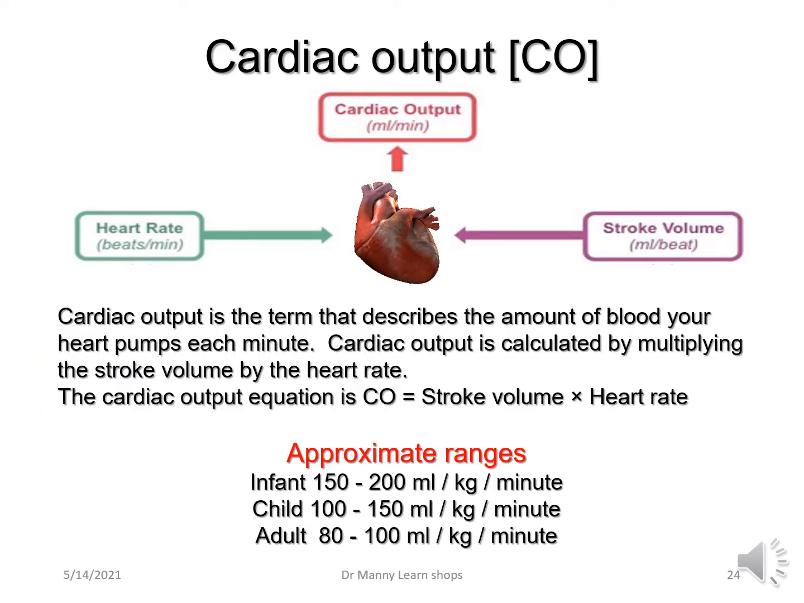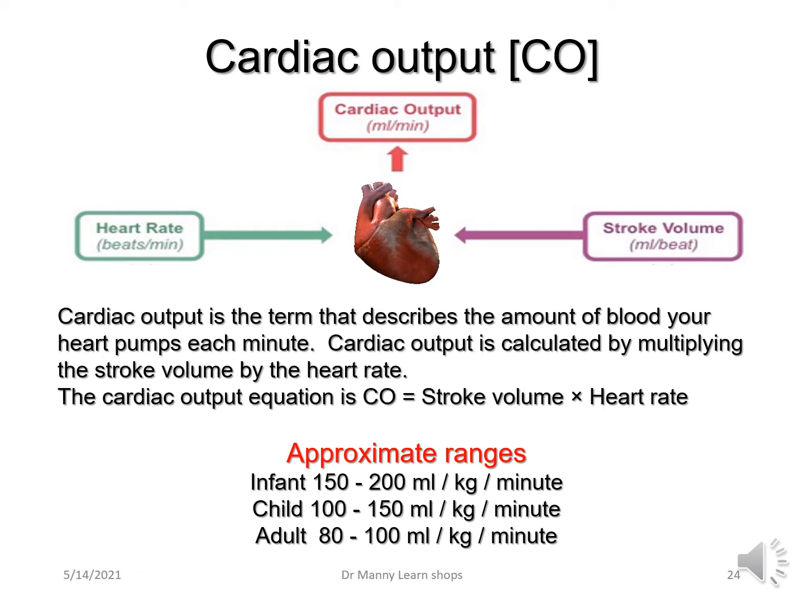Now let's review cardiac output. Cardiac output is a term that describes the amount of blood that your heart pumps with each beat every minute. The cardiac output is medically calculated by multiplying the stroke volume by the heart rate. So the cardiac output equation is: cardiac output equals stroke volume times heart rate.